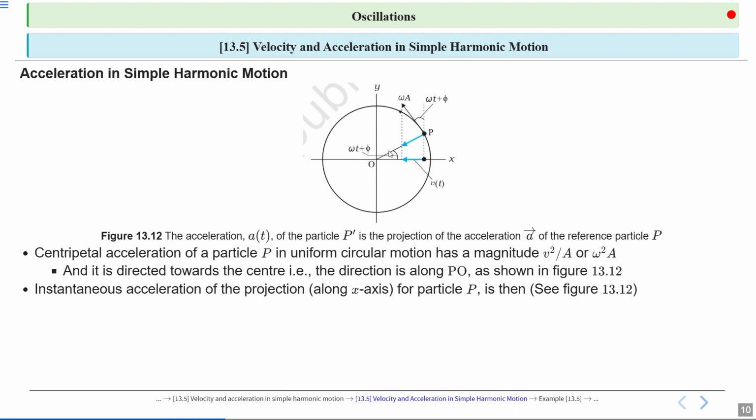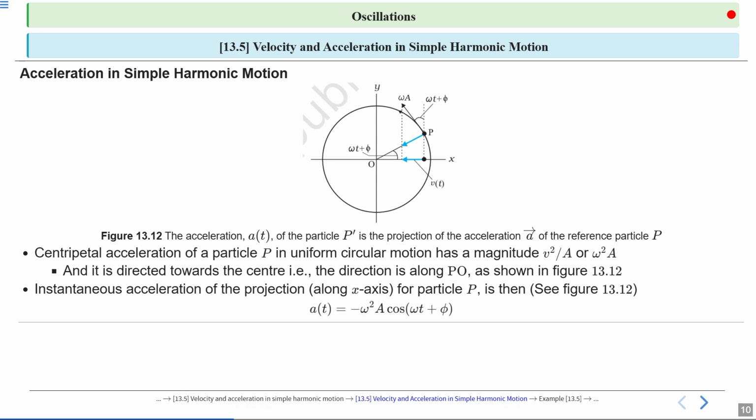The instantaneous acceleration of the projection along the x-axis for particle P is then, see figure 13.12. The instantaneous acceleration of the projection onto the x-axis is what we are interested in. This is the acceleration that the particle would have if it were oscillating back and forth along a straight line.